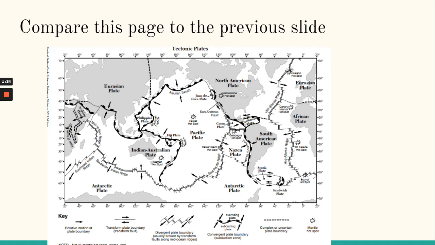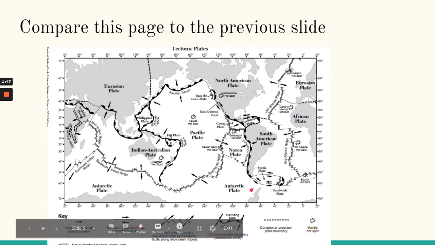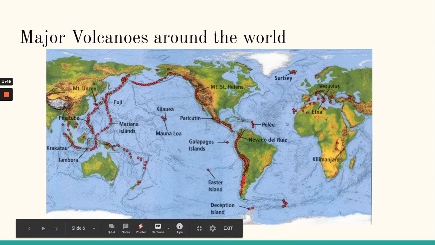So if we compare this image here to the previous one, I want to look for these convergent plate boundaries, because this is where volcanoes are going to form at the surface. If I look along here, I'm going to notice that it matches up with here.